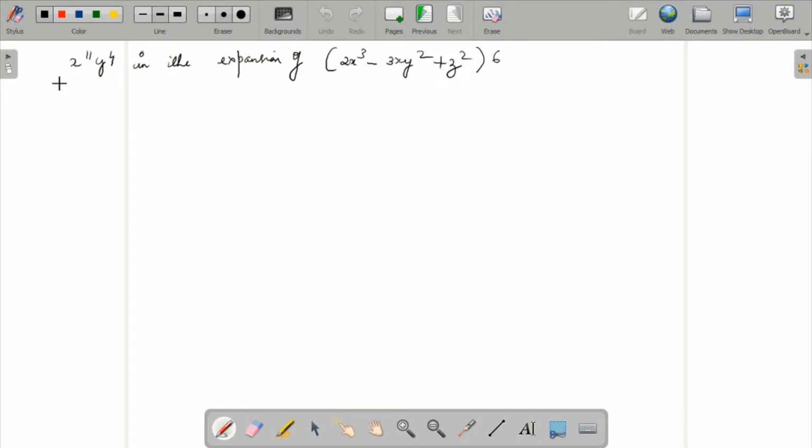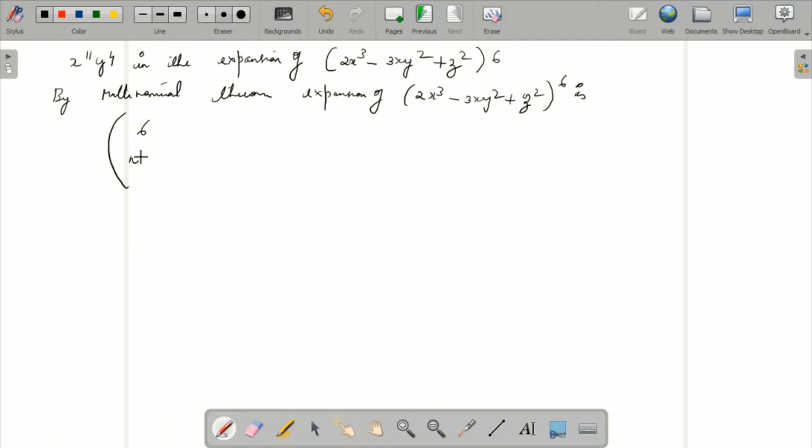So by the multinomial theorem, the general term of the expansion of 2x cube minus 3x y square plus z square to the power 6 is nothing but, n is what? n is 6, right? How many terms are there? 3 terms. So n1, n2, n3, that into whatever is the x sum.